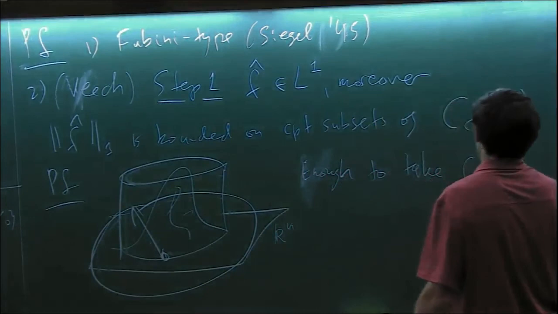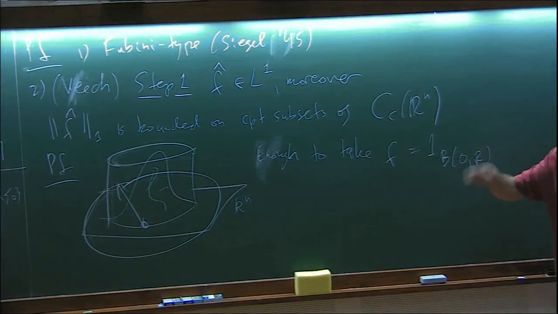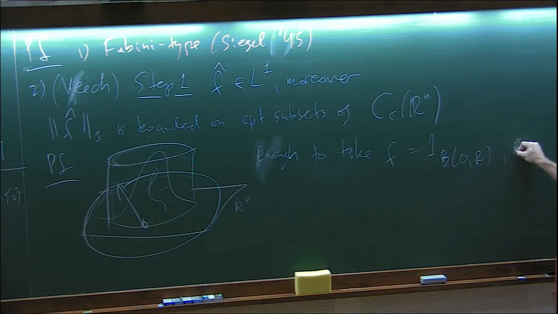Take f, the characteristic function of a ball centered at zero of radius r, and understand its Siegel transform. Well, now this is great because this is just counting lattice points in a big ball. Something we should be fine with. But r can be arbitrary, so let me just pretend that r is equal to one.